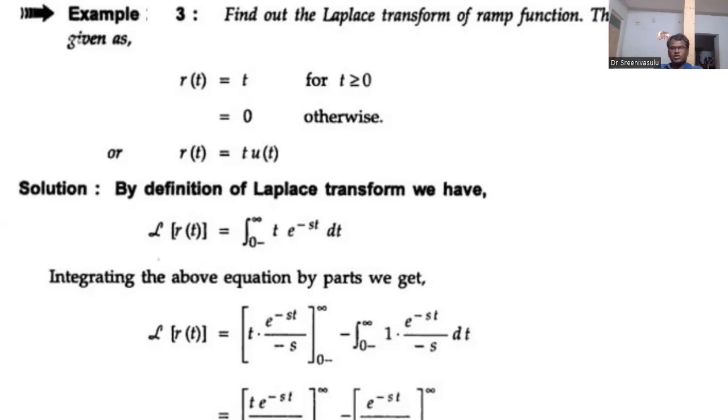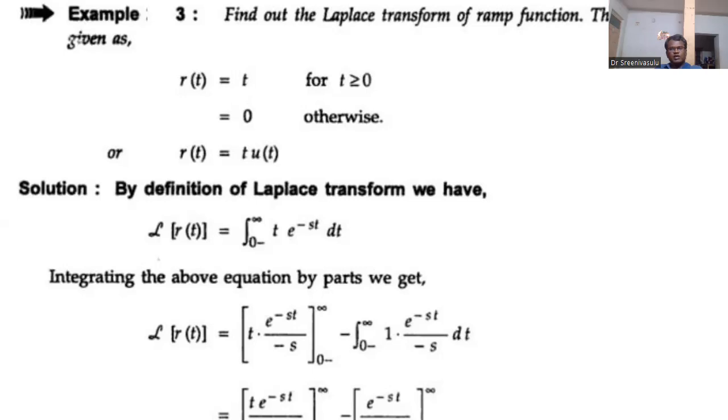Time t greater than or equal to 0 means that as our time goes on increasing, the corresponding amplitude also goes on increasing. So it is like an unstable signal generally, because at time t equal to infinity, the value is infinity. Is it absolutely integrable? No. If you apply this type of signal in the Fourier transform, it is difficult to analyze. Now, coming to the Laplace transform.